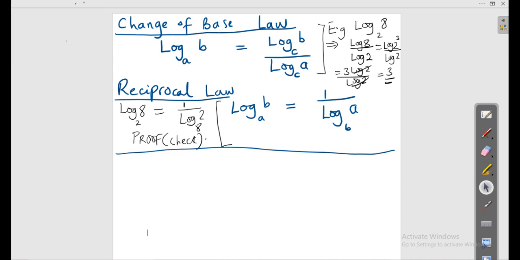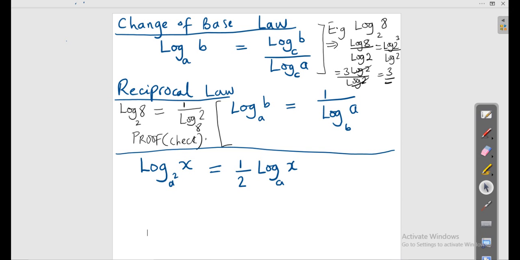Now there is one more law that I feel is important we know, even though you may not really come across it in the exam. For example, when you have log x base a squared, when the base is a power, it is 1 over 2 log x base a. When the base is a power, what you do is the reciprocal of the power becomes the multiplier.